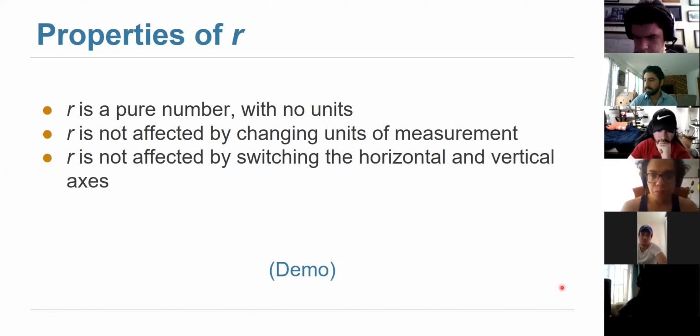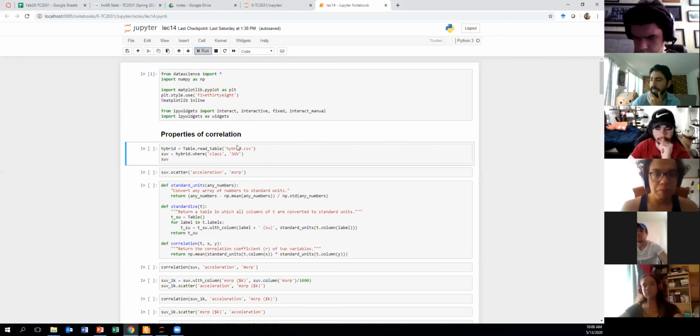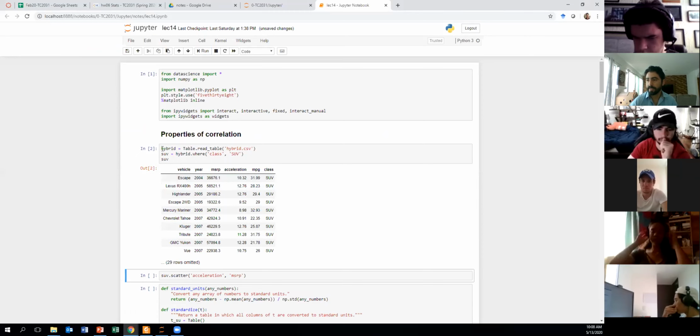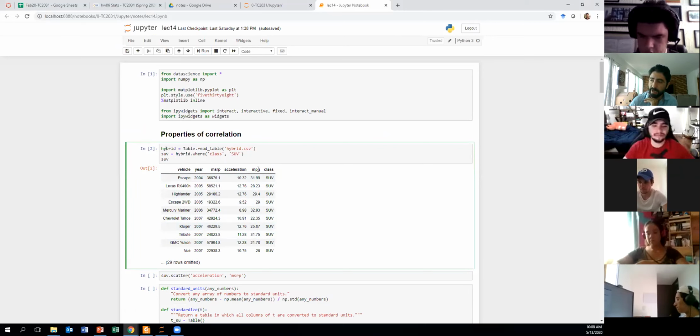So let's see these properties in real data. Let's call again the same table, the SUV table. You remember the table called hybrid that had all the hybrid cars up to, I don't know, 2007 maybe, with their vehicle, model, year, price, acceleration, miles per gallon, and class. Here we separate the SUV class from that data to look at just the SUV table.